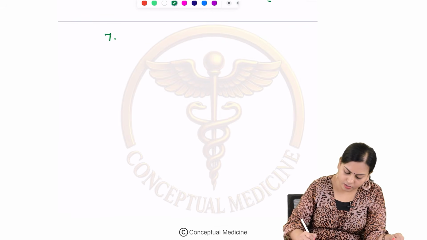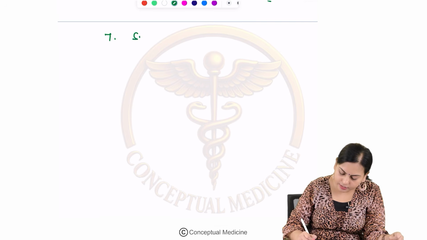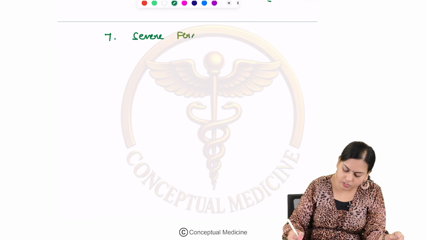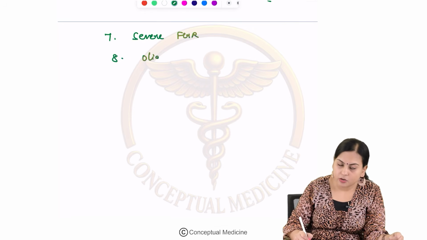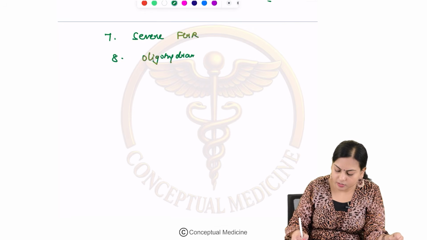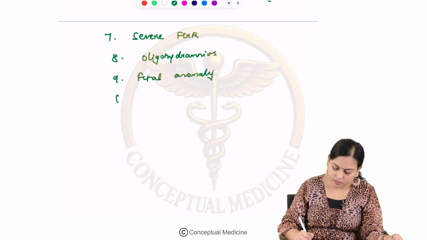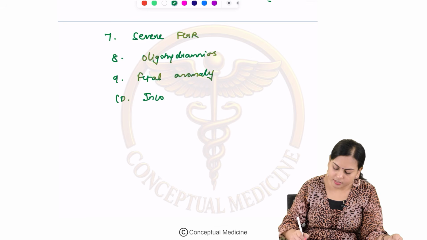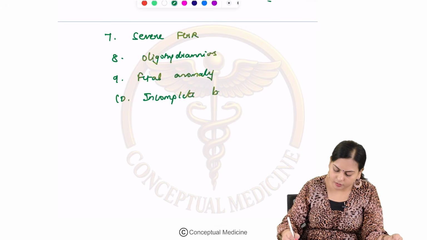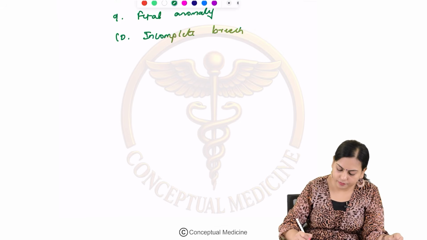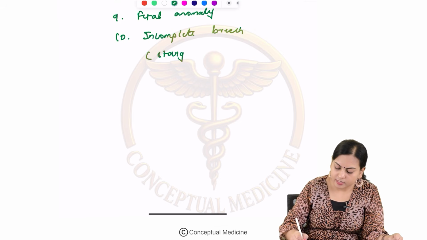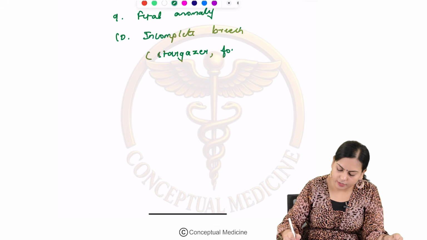Then there can be severe fetal growth restriction or oligohydramnios, fetal anomaly, in some cases incomplete breech like stargazer breech, footling breech or knee presentation.